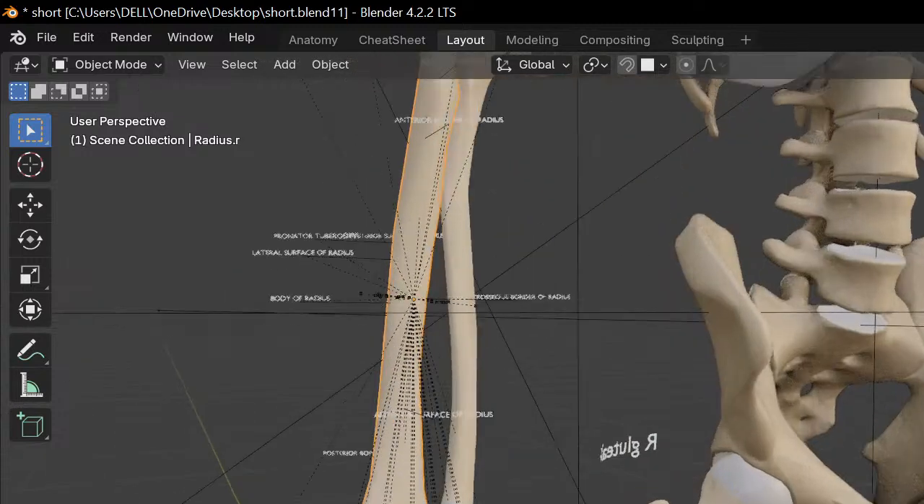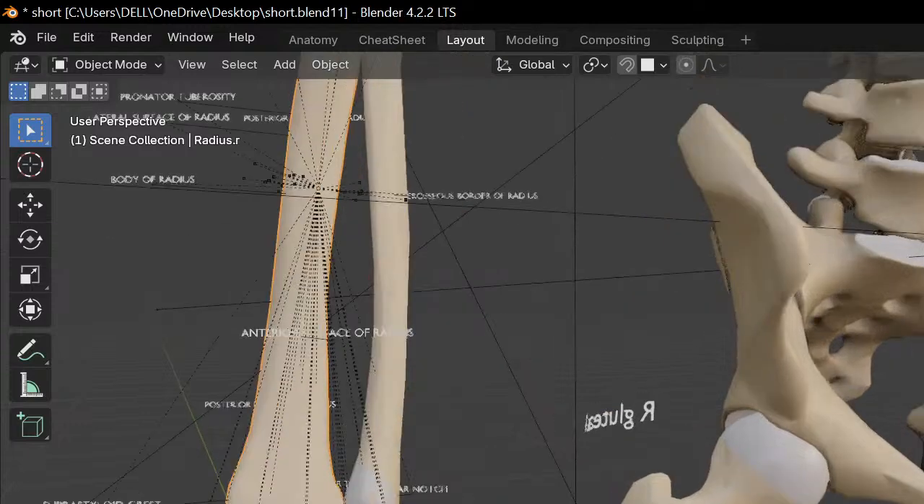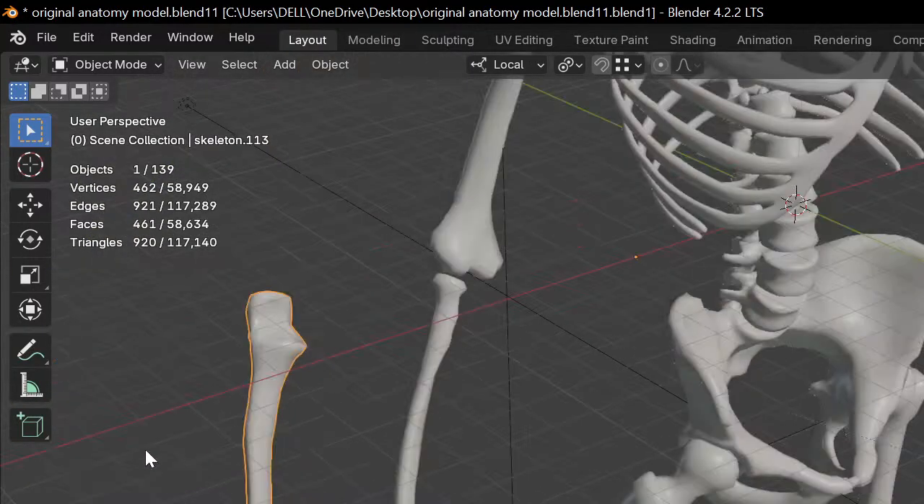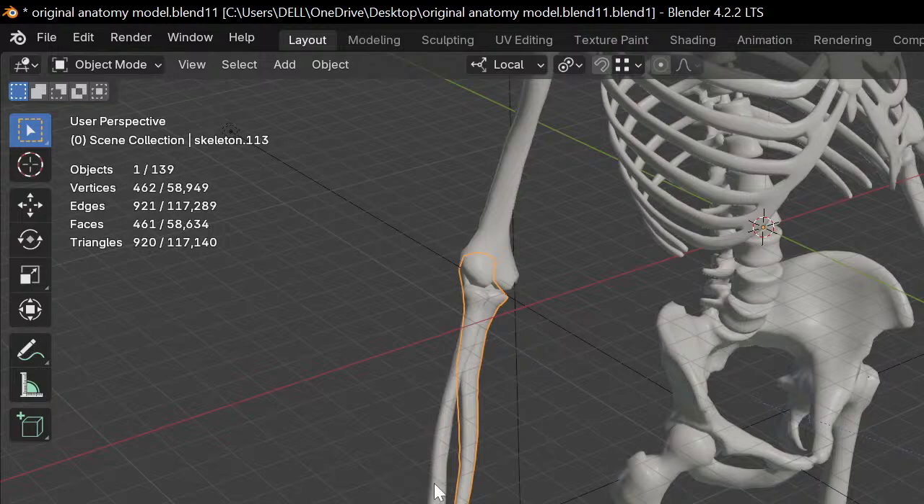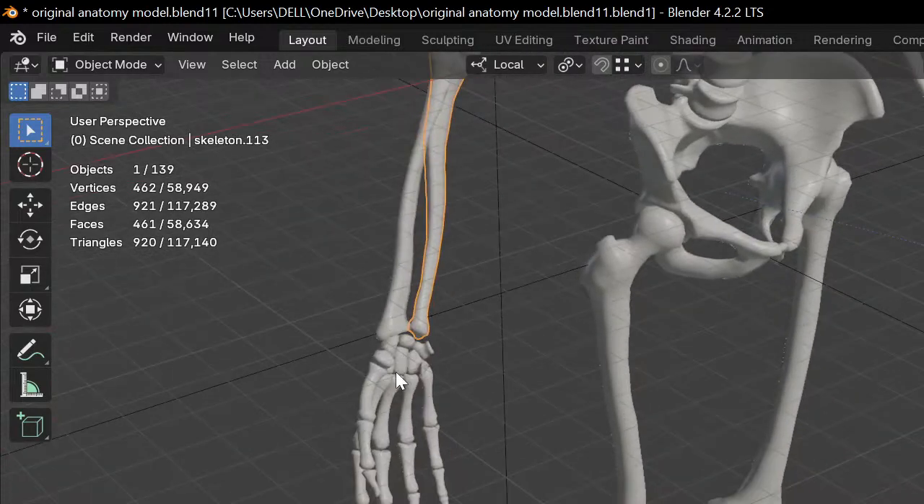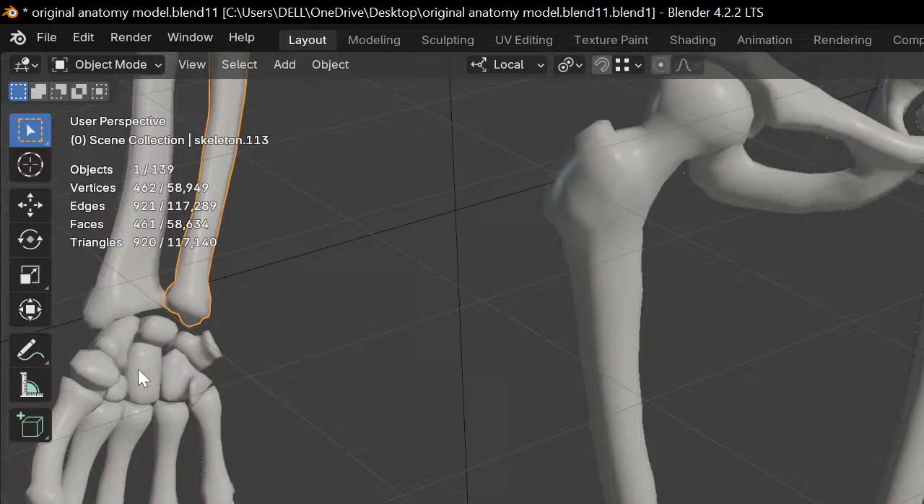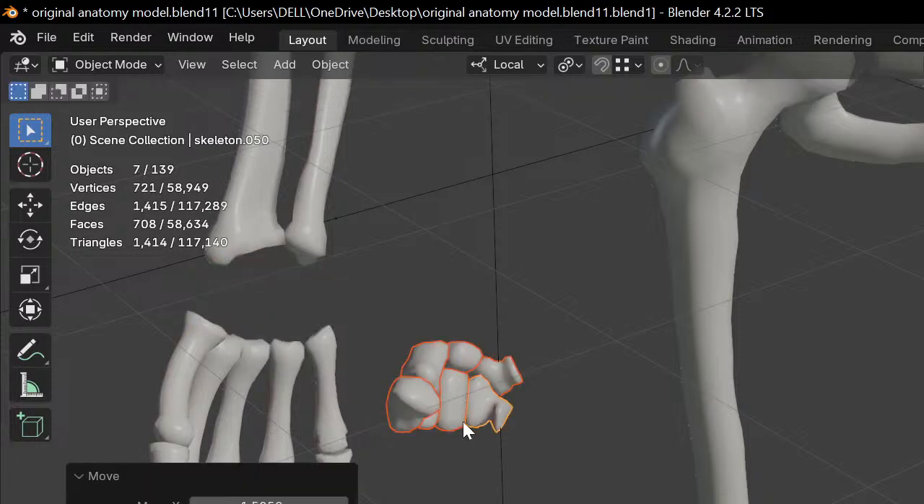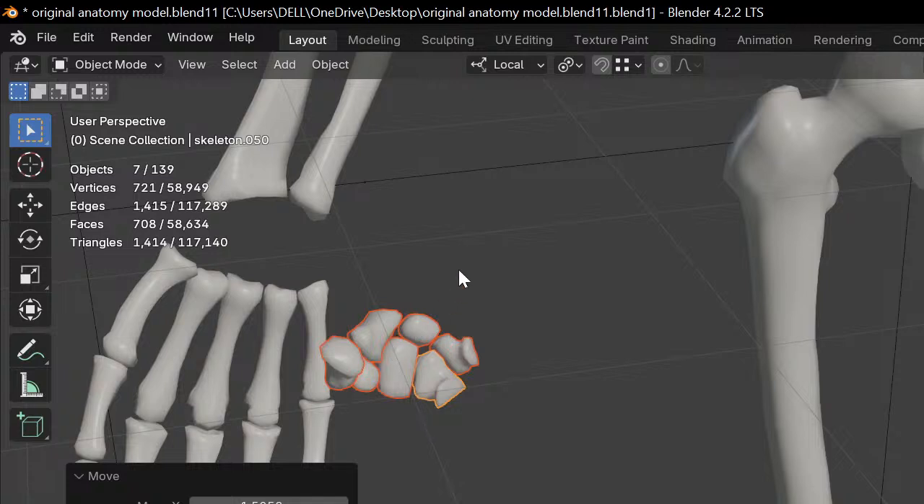Then just below the radius and ulna, we have the carpal bones, the 8 carpal bones. Let's go to the lower resolution image. Let's move our ulna back to its neutral, or anatomical, position. So we have the 8 carpal bones. Let me bring them out: the 1st, 2nd, 3rd, 4th, 5th, 6th, 7th, and the 8th. These are the 8 carpal bones, and they are arranged in 2 rows.